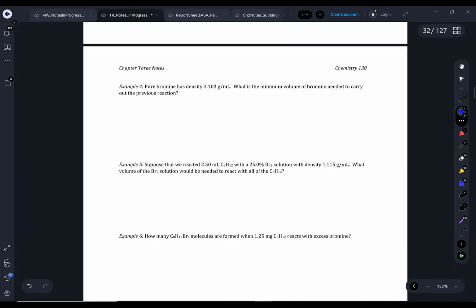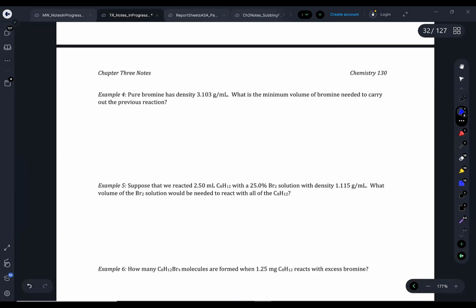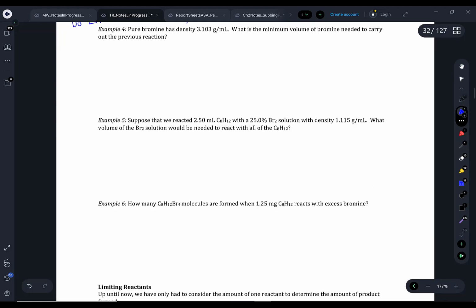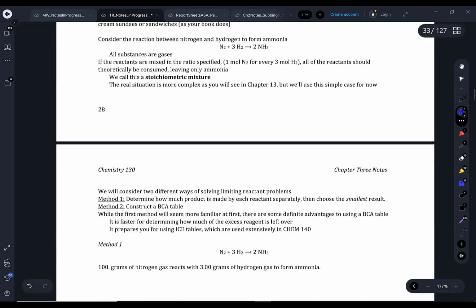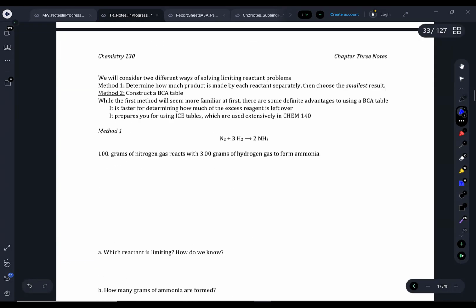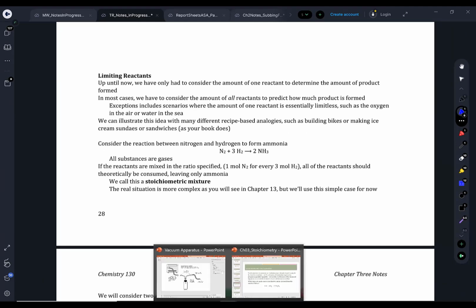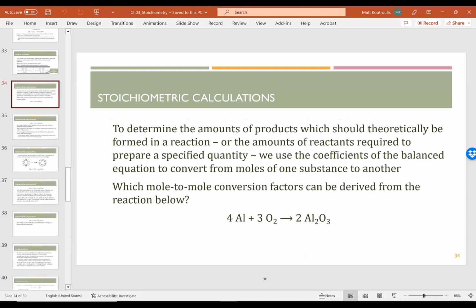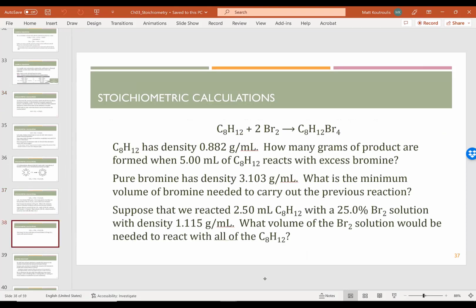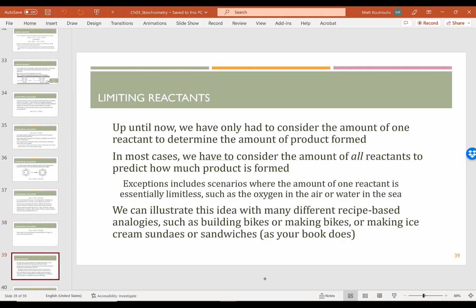And I would like you to also do example 4 to 6 for Thursday so that I can get ahead right now. Sorry, I rarely let people out early. Because I want to at least talk about limiting reactants. A vitally important subject that I saved for last here, but one of which you should be familiar.